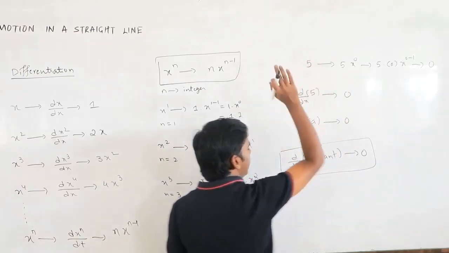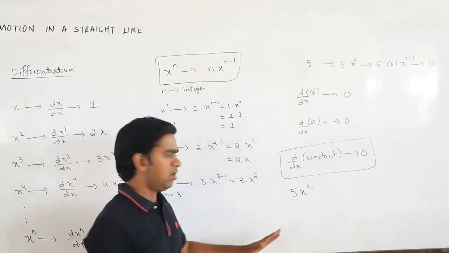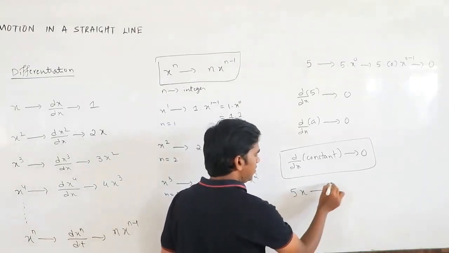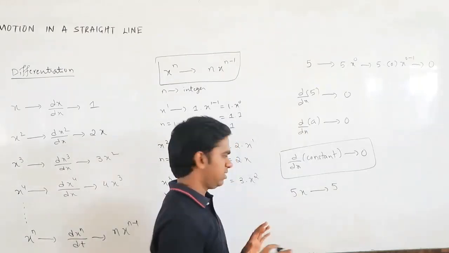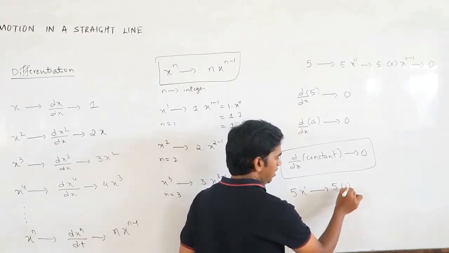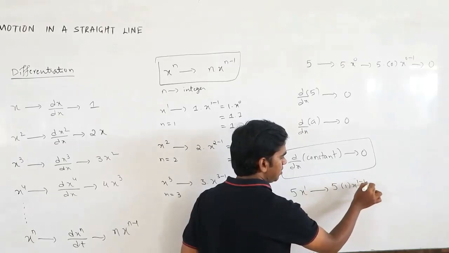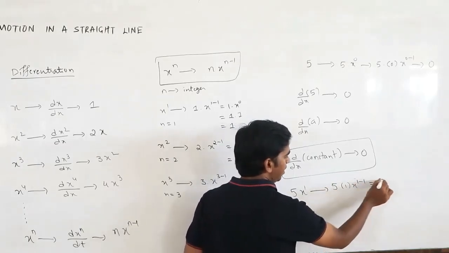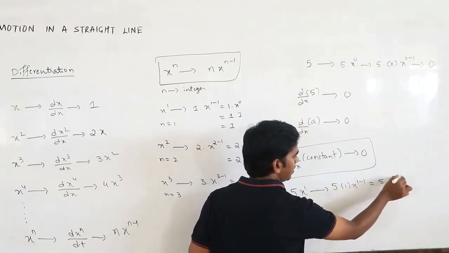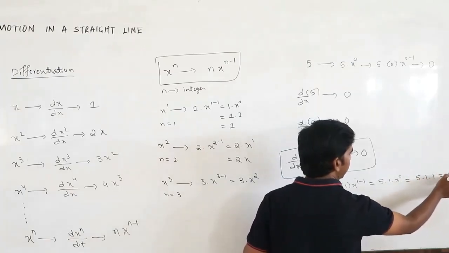only 5 is there. But instead of 5, if I have 5 into x square or 5 into x, if I am having 5 into x, now you can do, no problem. 5 you write as it is. So differentiation of x: x raised to 1 is there, so 1 into x raised to 1 minus 1. 5 you write as it is, 1 is there, write as it is, x raised to 0. So x raised to 0 is 1. 5 into 1 into 1, so you will get 5.